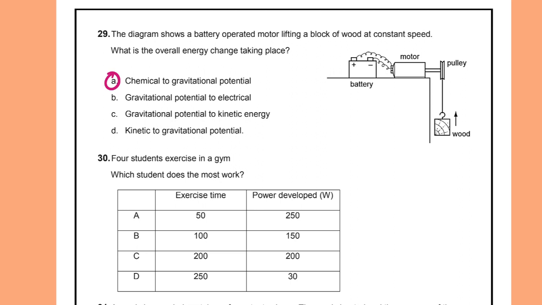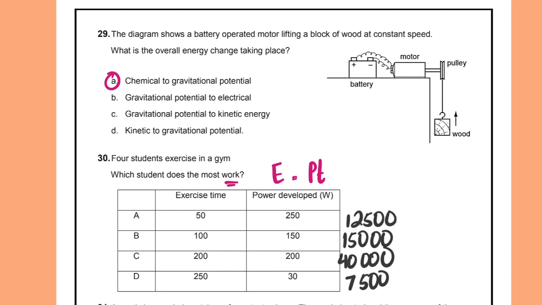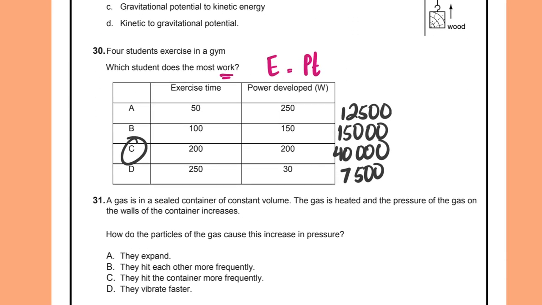Which student does the most work? So you have exercise time and power. Here, if you want to find work, which is really synonymous to finding the energy, we are looking for power times time. So what we need to do for all of these cases is find the energies for all of them and see which one is the greatest. That's what the values turn out to be once you calculate for all of these options. Obviously 40,000 is the greatest, so option C is the correct answer.